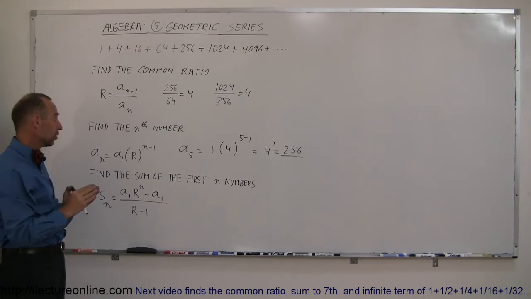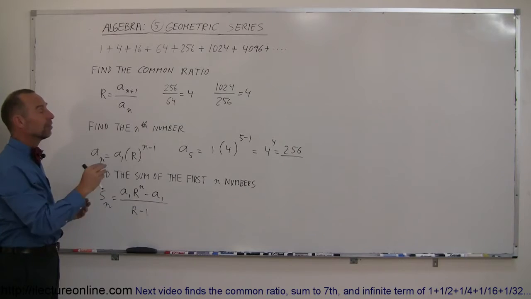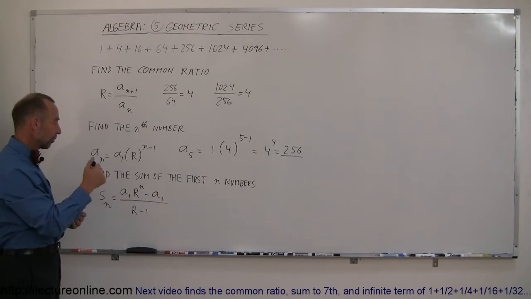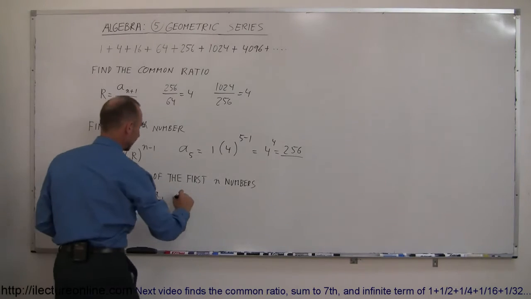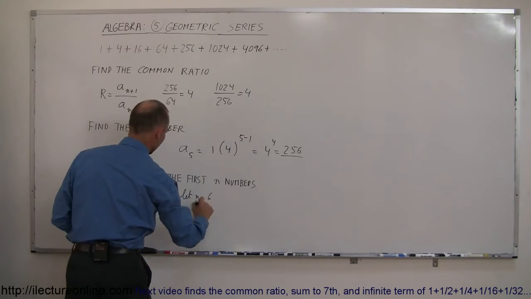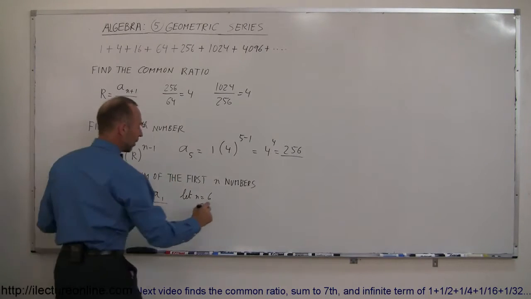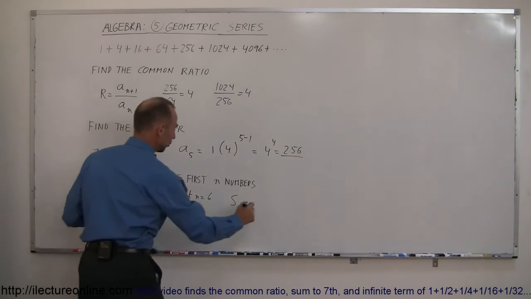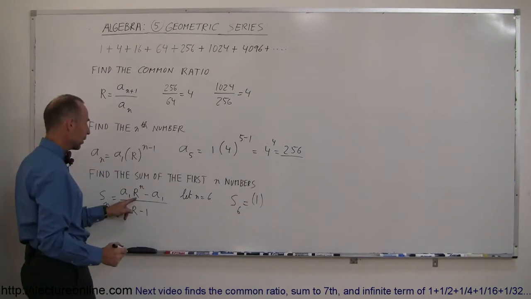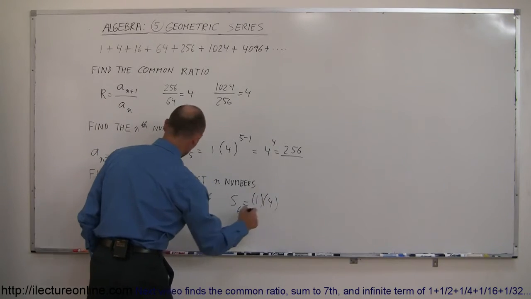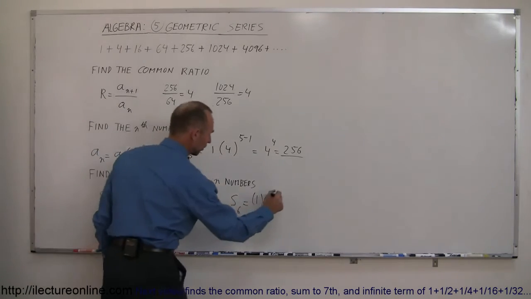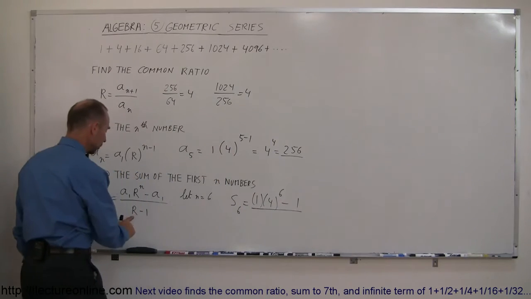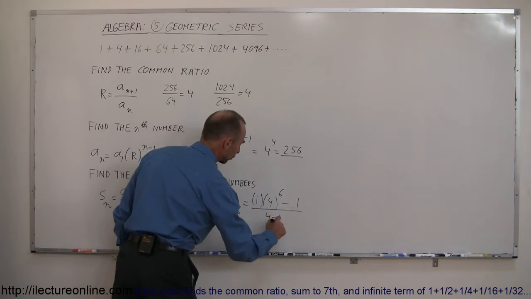But you can also find the sum of the first n numbers in the series. For example, what if I want to find the sum of the first 6 numbers in the series? So let n equal 6. Then using this equation, the sum of the first 6 is equal to the first one, a sub 1, which is 1, multiplied times the common ratio, which is 4, raised to the n power, n was 6, minus the first one, which is 1, all divided by the ratio minus 1, that would be 4 minus 1, or 3.